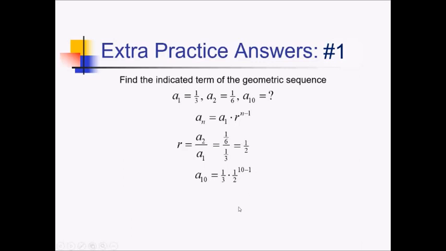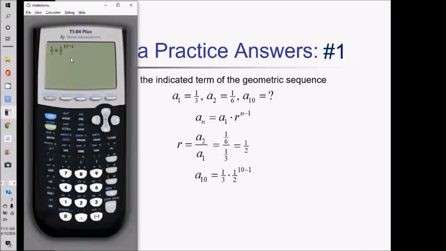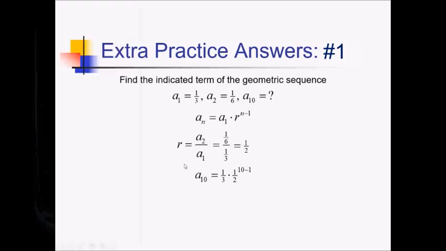let me do that on the calculator now. So I made use of my calculator's fraction mode to handle the fractions on this, and that's going to come out to 1/1536. Fraction mode is your friend.